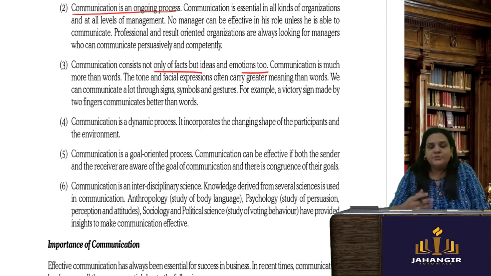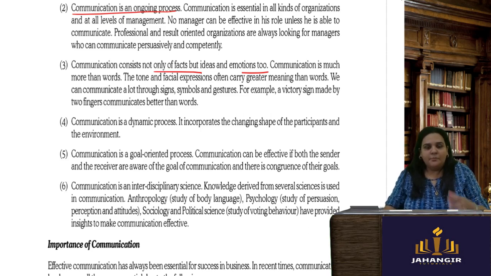So it is much more than words. Communication is much more than words. You can have communication just by body language, with your signs, like a shake of a hand. These are also gestures. These important signs of body language, facial expressions, are also part of communication.